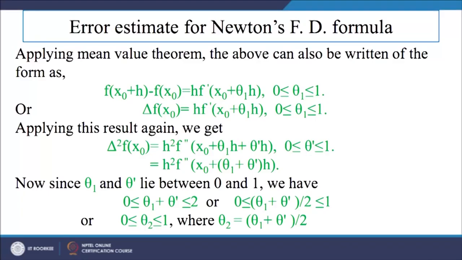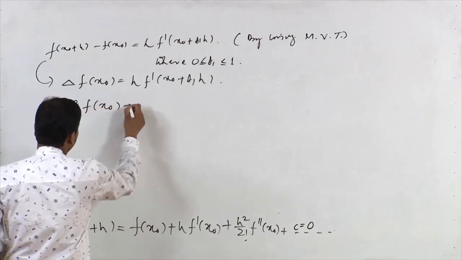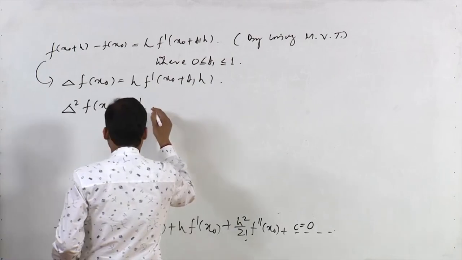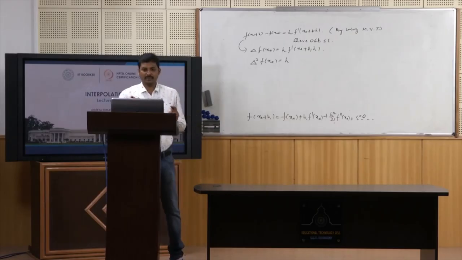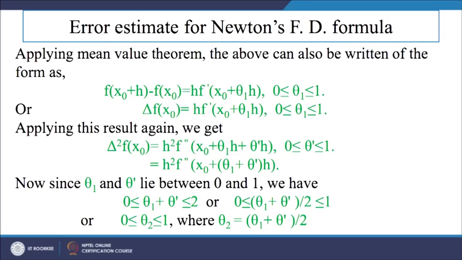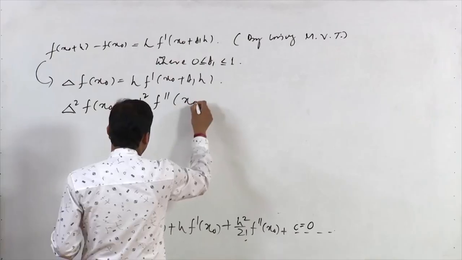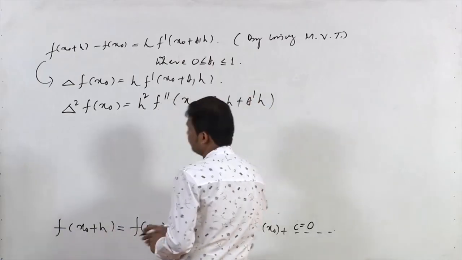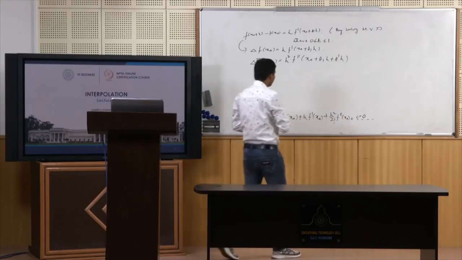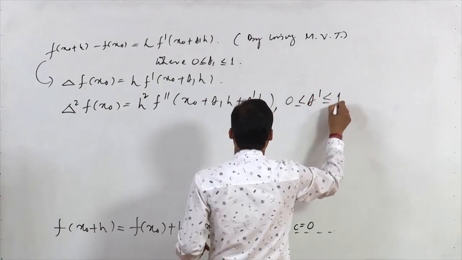If we repeatedly apply this, then we can write del square of f of x0 as, since it is expressed in the form of h f dash of x0 plus theta 1 h, then it can be written as h square f double dash of x0 plus theta 1 h plus theta dash h here. And directly we can say that theta dash should lie between 0 and 1 here.